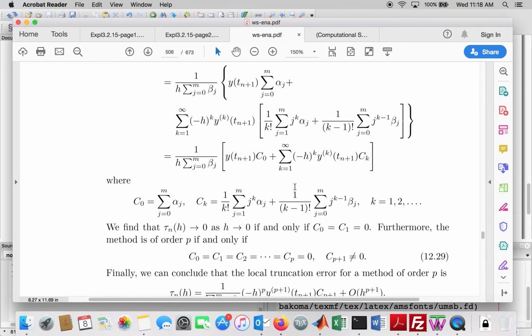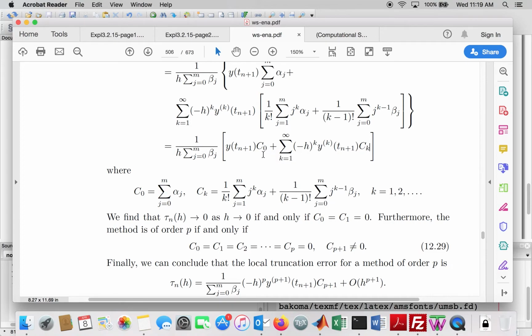And so what we can say is a method is consistent if and only if C0 is 0 and C1 is 0. The reason for that is, notice we have a power of h in the denominator out here. So this term is of order h to the minus 1. The first term here, k equals 1, is of order h. Divide by h, and it's order 1. So this term and the first term of the summation must go away to have consistency at all, to have the error go to 0 as h goes to 0.